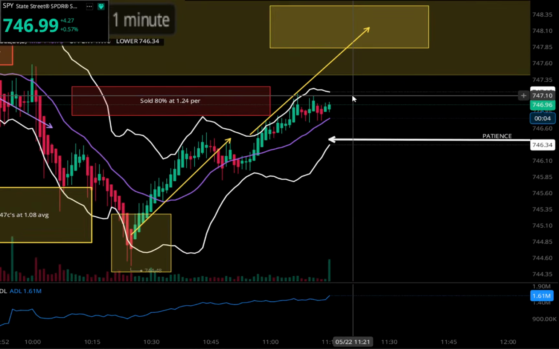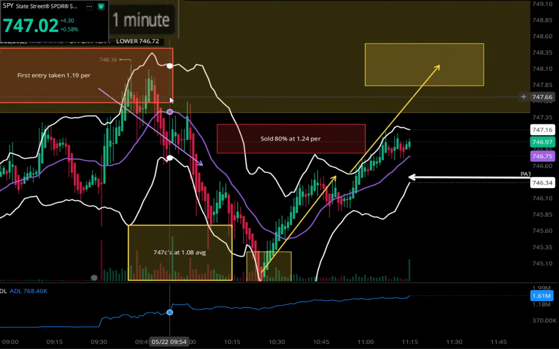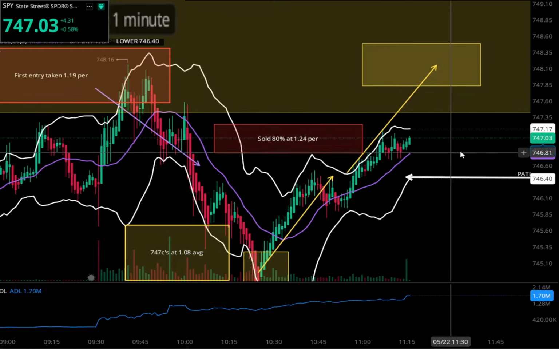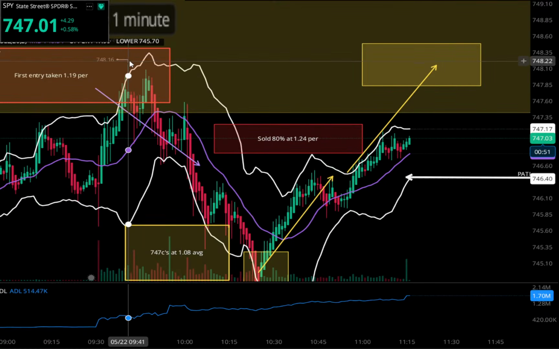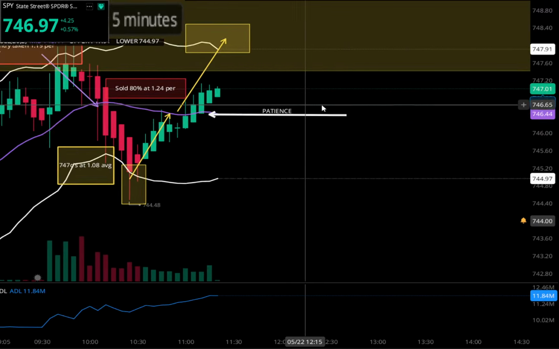5 minute time frame looks fine here too. Should hit that cup at the 747.59 very shortly. From there, build a small handle and head up to the 748.16. So yeah, I'm not worried about that. These calls should be fine.